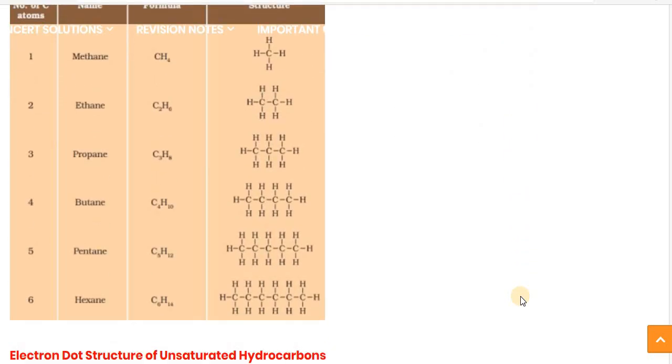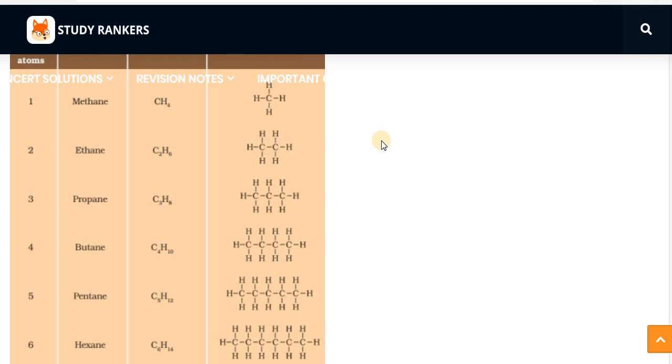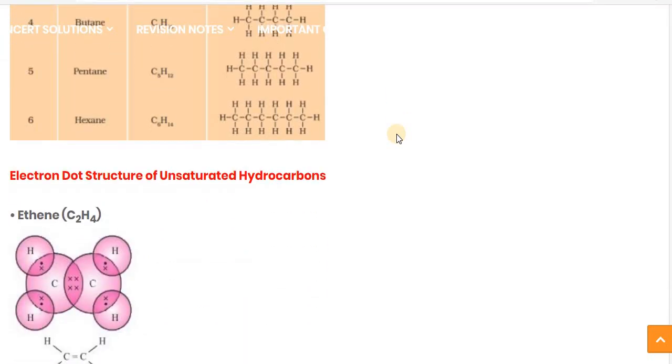The six main alkanes are given here, and the name of the alkane is based on how many carbon atoms are present in the structure. Suppose one carbon is there, then it is known as methane. Two is ethane, three is propane, four is butane, five is pentane and six is hexane.